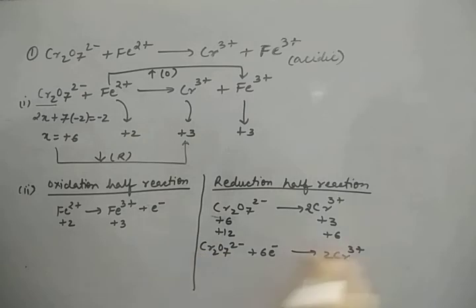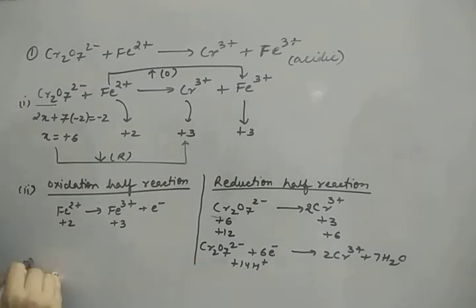Now 7 oxygen, so I will add 7 H2O. Now the medium is acidic, so 7 times 2 is 14, 14 H+. The rest of the thing is the same: in order to balance oxygen we add water, and in order to balance hydrogen we add H+. Okay, so the two half equations are balanced separately.